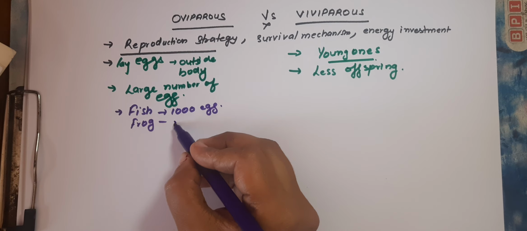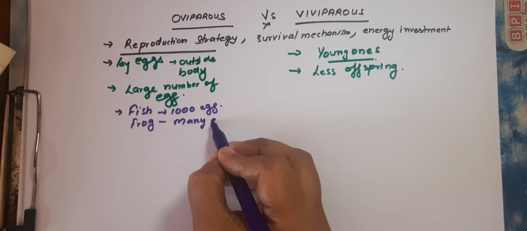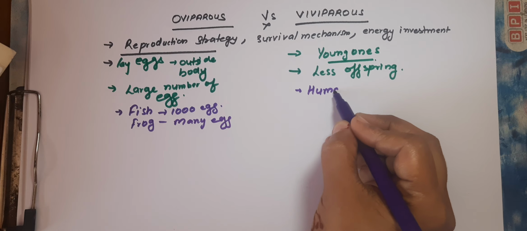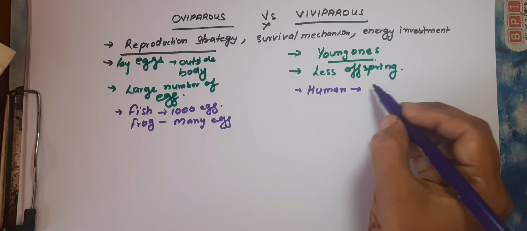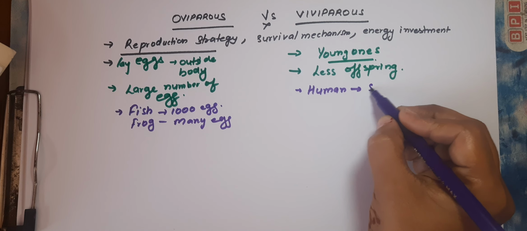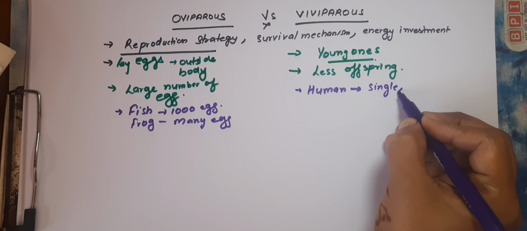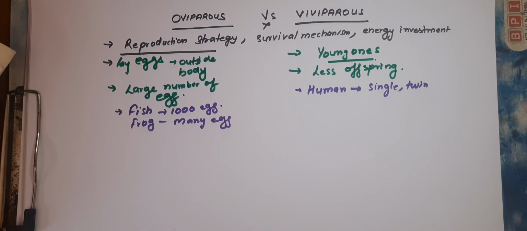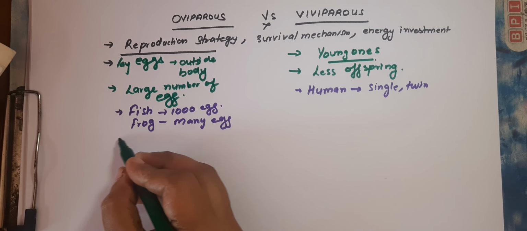Whereas in the case of viviparous, the example is human. They will give only a limited number of offspring, either single, twins, or multiples like triplets and quadruplets. And this is because of the intensive parental care involved. Okay, the next difference we are going to talk about is in terms of energy investment.